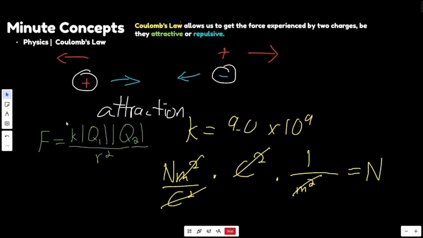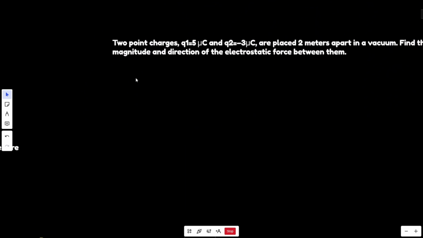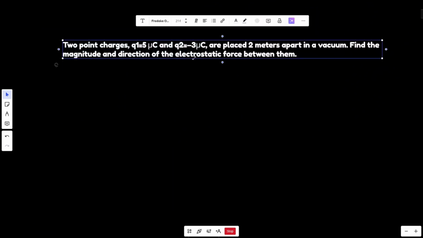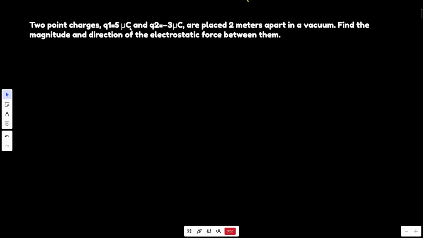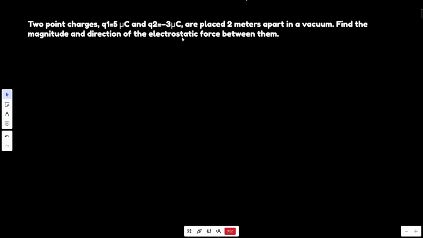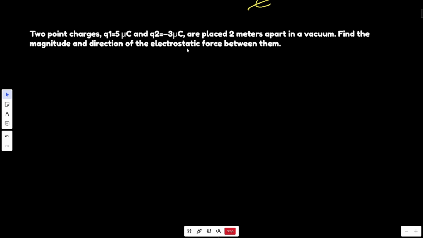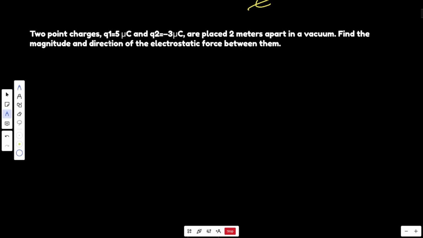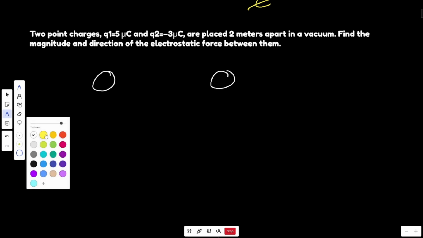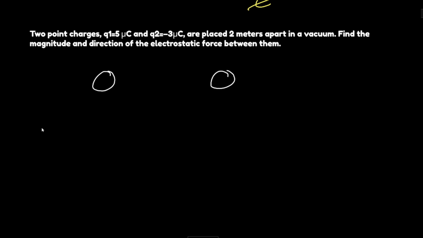So I have two problems here, and let's start with the first one. Two point charges, Q1 being 5 microcoulombs and Q2 being -3 microcoulombs, are placed 2 meters apart in a vacuum. Find the magnitude and the direction of the electrostatic force between them. The first thing you want to do when you solve any Coulomb's law problem is draw the charges first. Here we have two charges, so let's just draw them. It doesn't really matter how far apart they are.